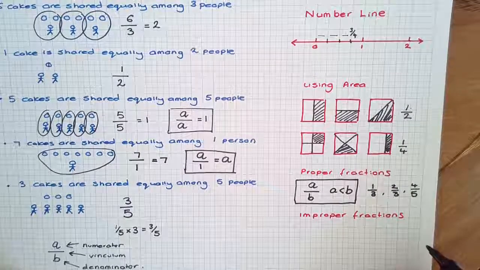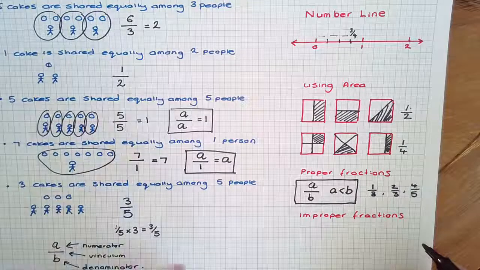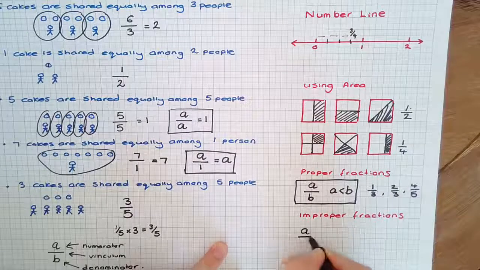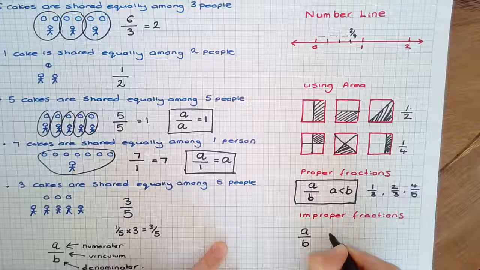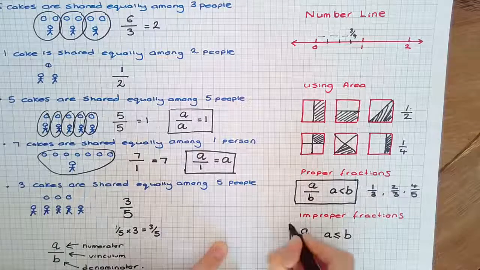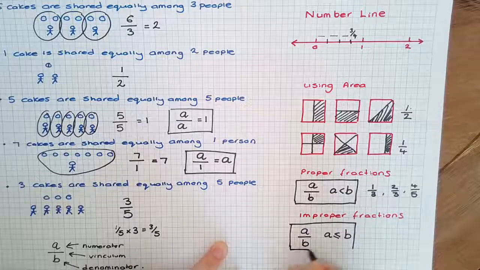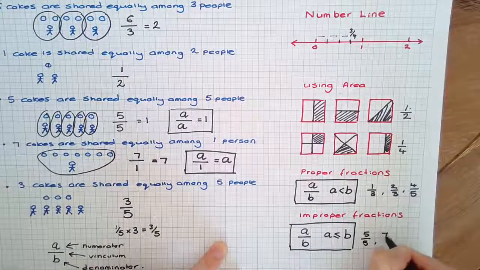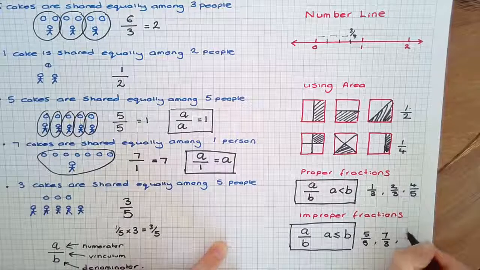Improper fractions are when the numerator is greater than or equal to the denominator. That is, when we have a fraction A over B, A is greater than or equal to B. Examples, 5/5, 7/3, 6/2.